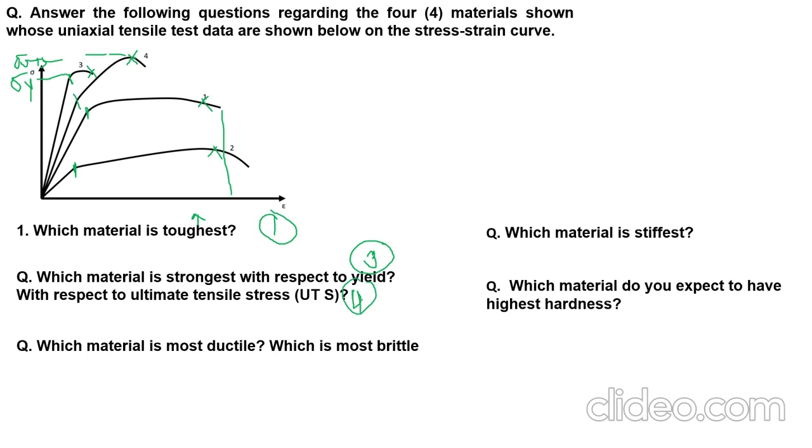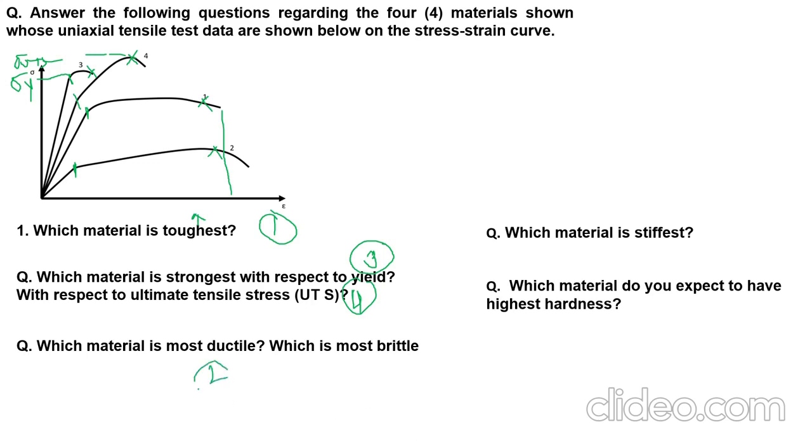Then we have another question that says which material is most ductile. When you say ductile material, that means the material that can undergo plastic deformation without fracture. So it will have a good plastic range, not an elastic range, but a plastic range. So which is the right option for the most ductile material? Material 2, ma'am. Right.